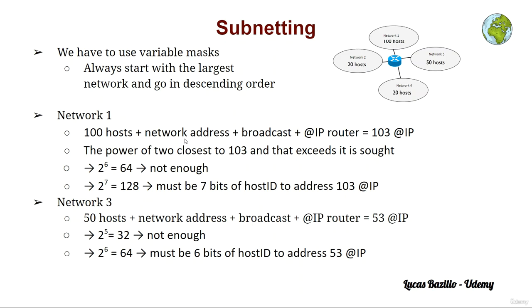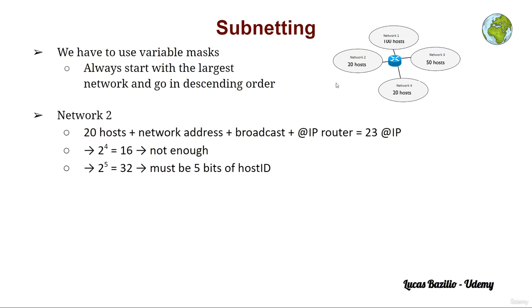Now note, very important, pay close attention, because network 1 will have 7 bits of the host ID, and network 3 only 6 bits of the host ID. So they will have a different number of bits for the host ID. This is because we are going to use variable masks. Now we keep going with network 2.